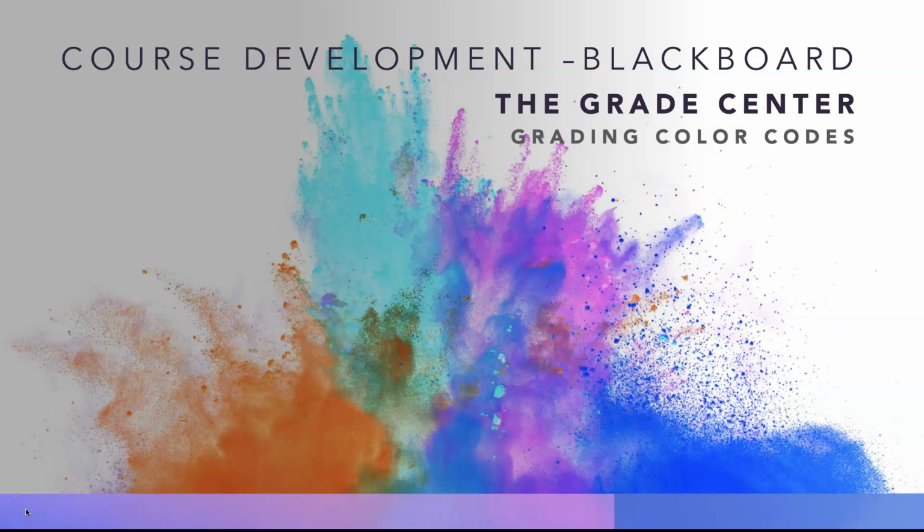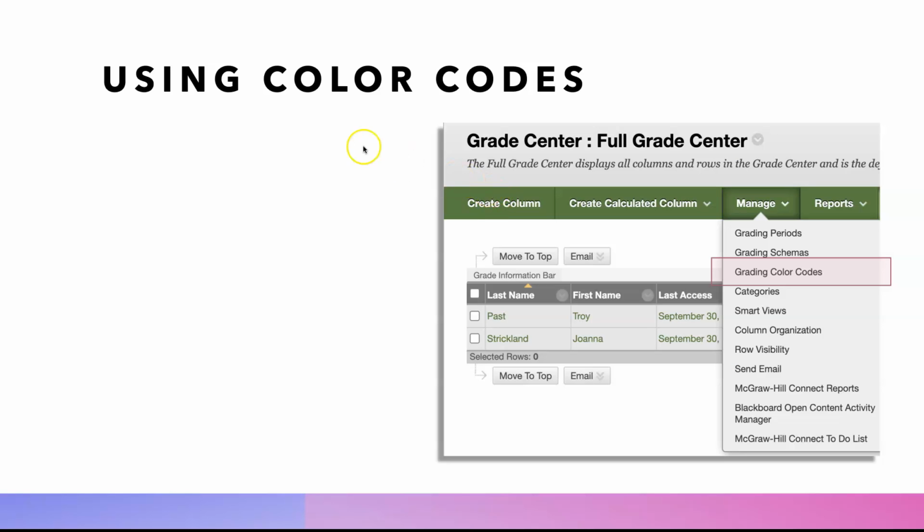Greetings. In this session, we will examine how we can set up the grade center so that it shows the cells with a specific percentage in a different color. In order to do this, we would need to access the grading color codes option from the Manage menu. And you may wonder why we would want to do this.